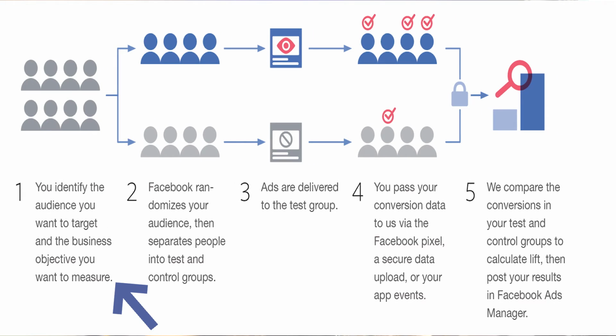So with Facebook's conversion lift, basically you identify the audience you want to target and the objective that you want to use. So if you're using sales or brand awareness or traffic, then Facebook randomizes your audience into two groups and separates them into a test and a control group. So one group gets delivered the ads and one group does not. Then it passes your data using the conversion API and the Facebook pixel from both browser and server, which is why it's important to have your conversions API quality check done.